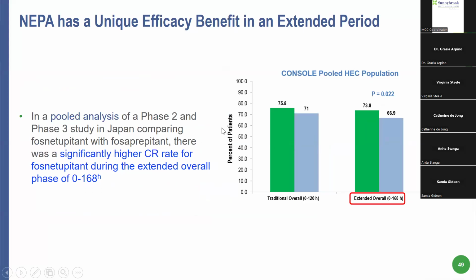And again, if you look at the IV preparation, fosnetupitant is also better than fosaprepitant, having the same delta with regards to extended overall side effects. And in this trial, which is a Japanese trial, the observation period goes as far as 168 hours. So we have solid data about what happens after the very first 4 days after the infusion.